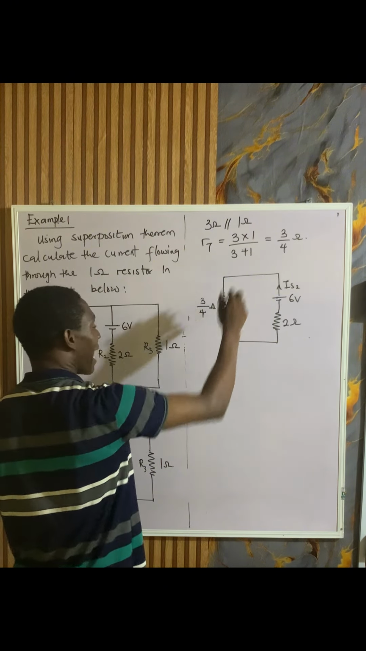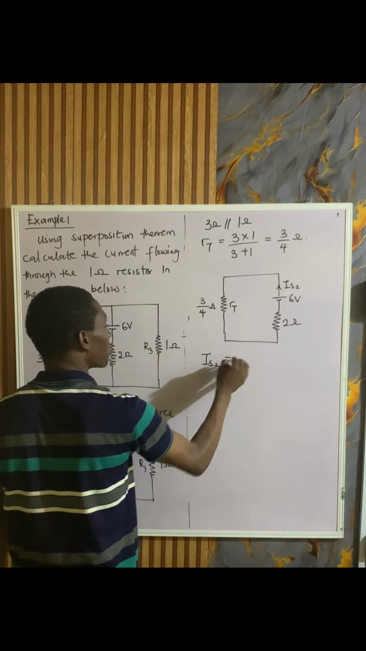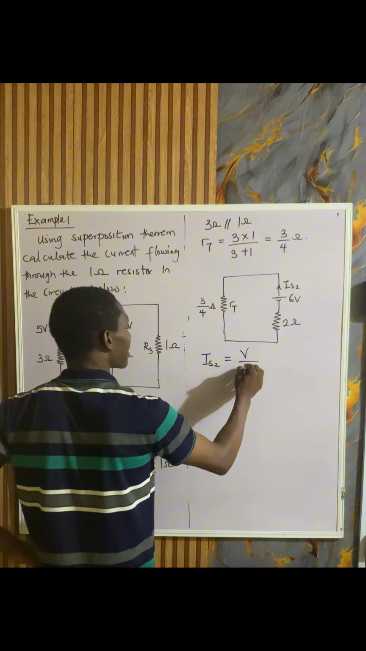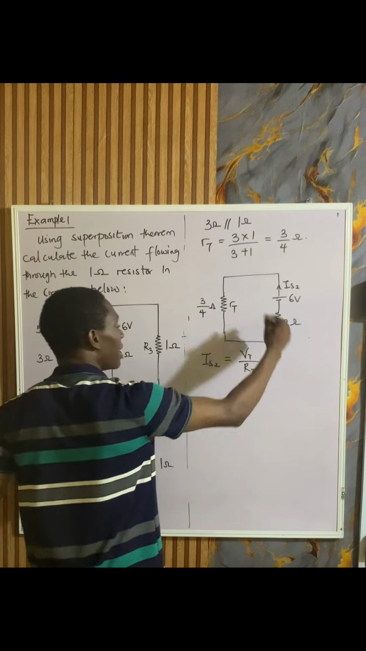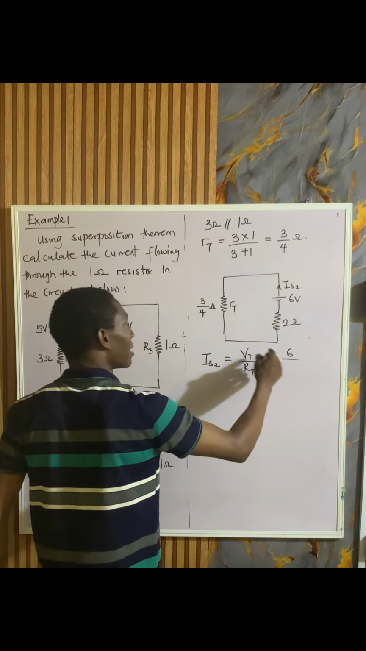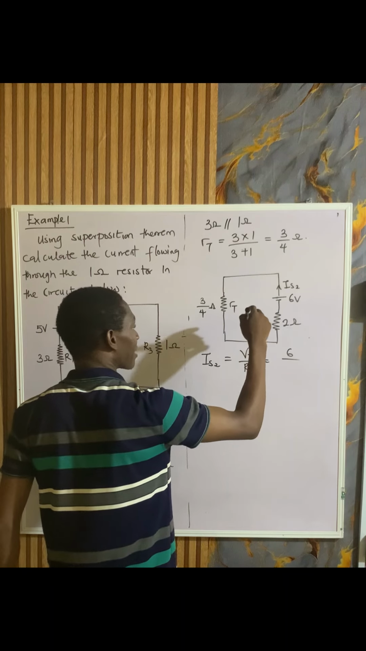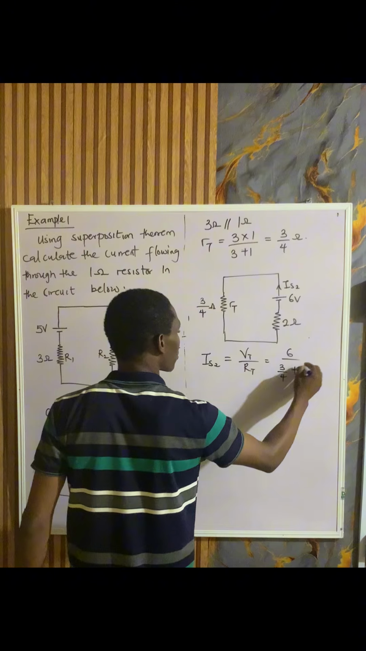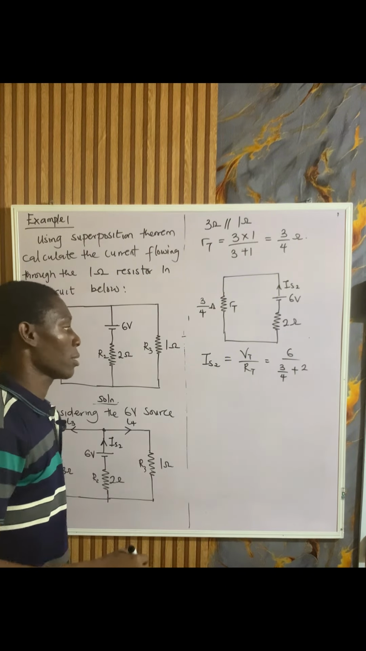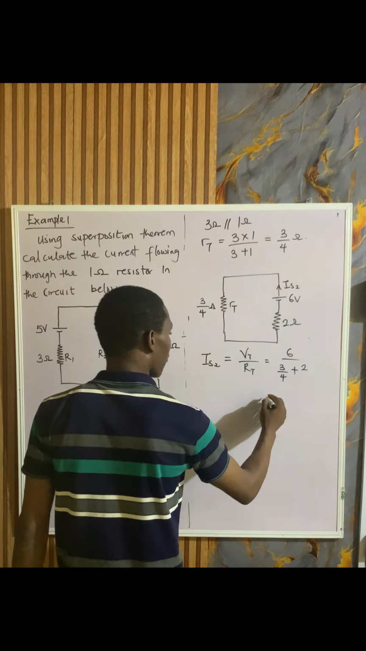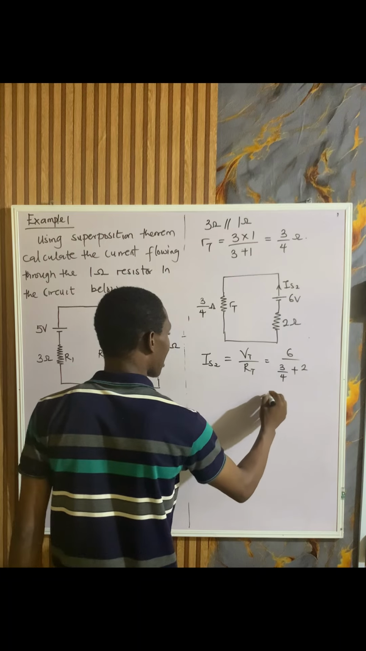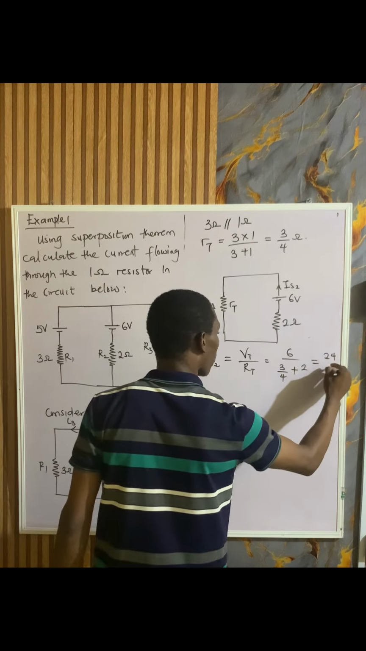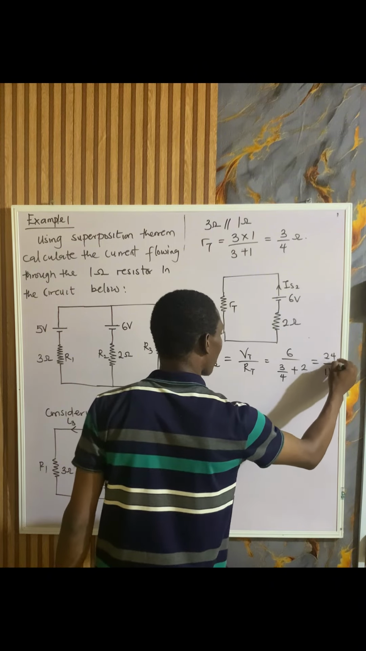So I want to calculate what will be my I source 2. Again, my I source 2 will simply be the total voltage V over the total resistance. The only voltage here is 6, all over the total resistance. That will be this and this, 3 over 4 plus 2. Okay? So, if we carefully do this, we get our current to be 24 over 11 ampere.